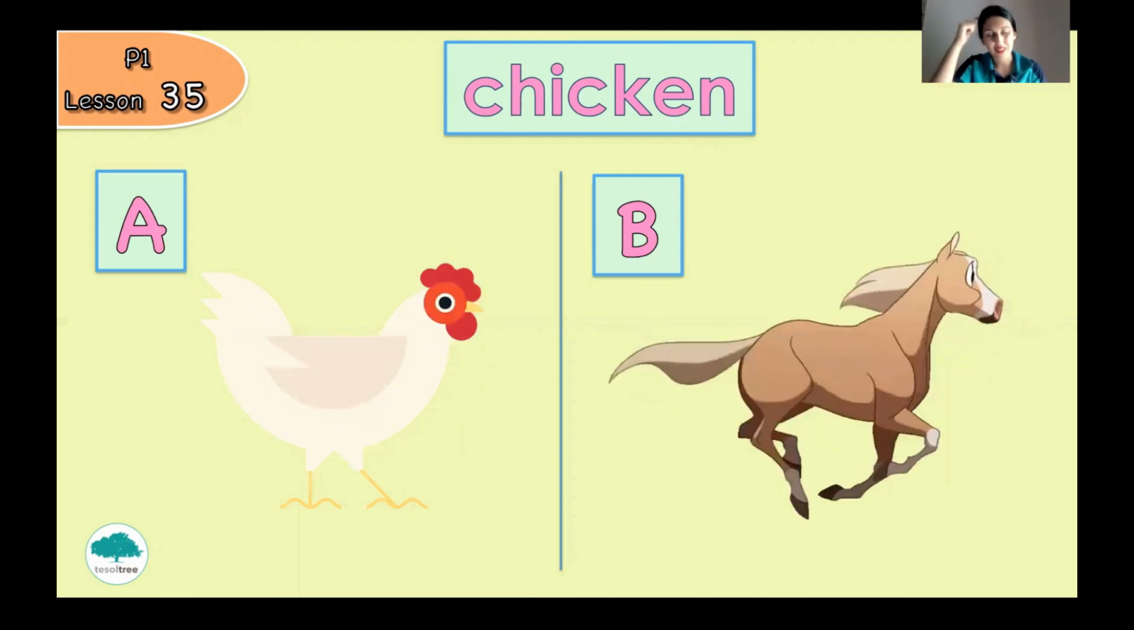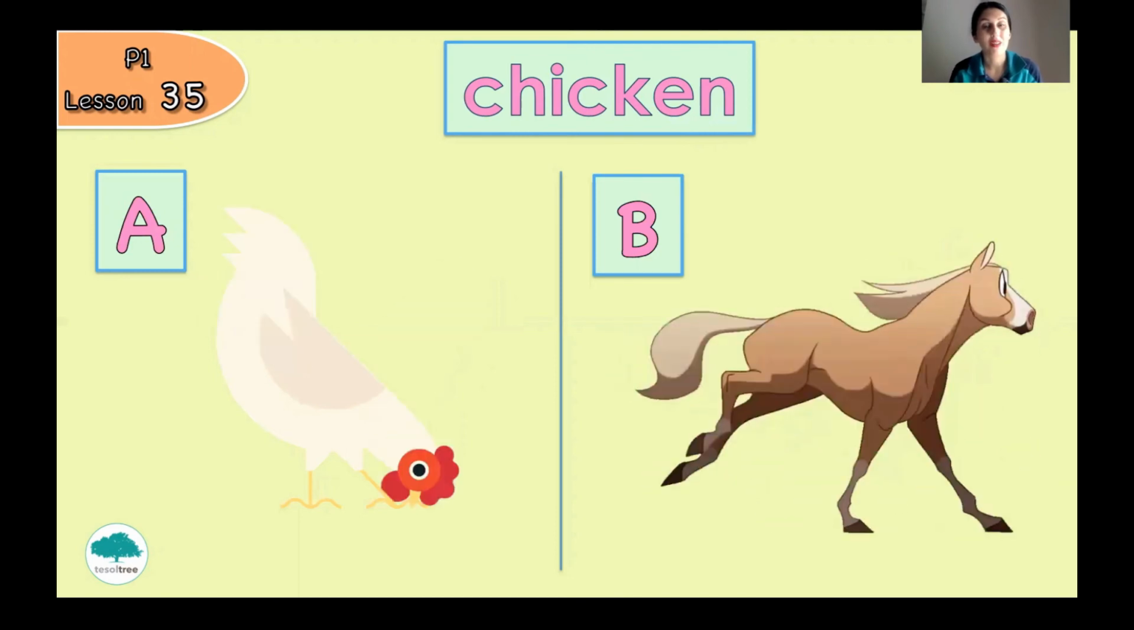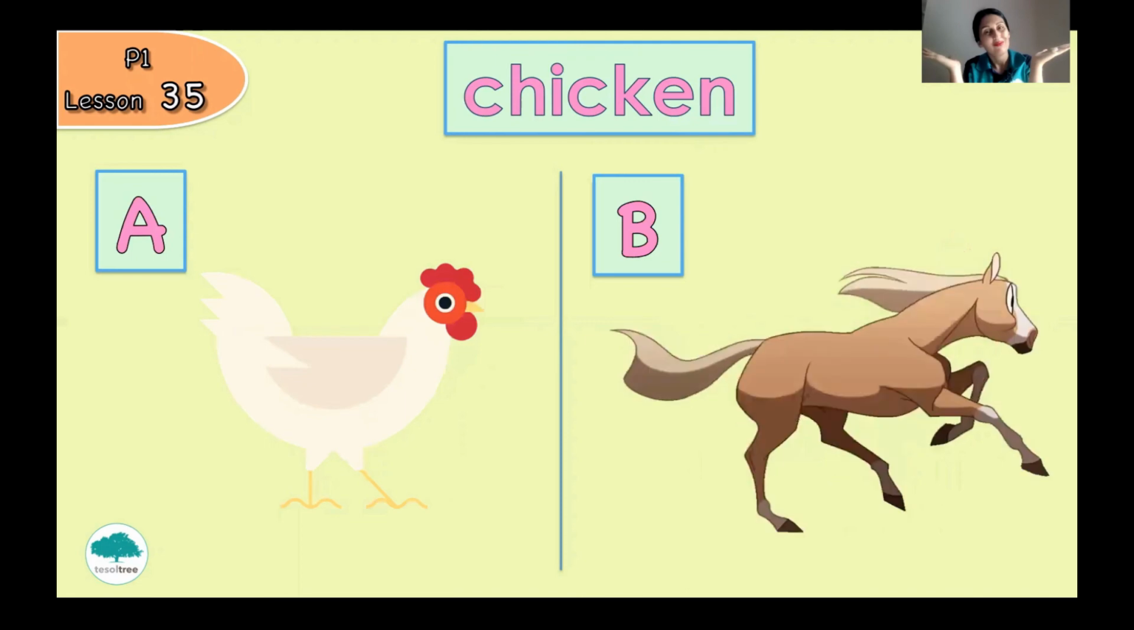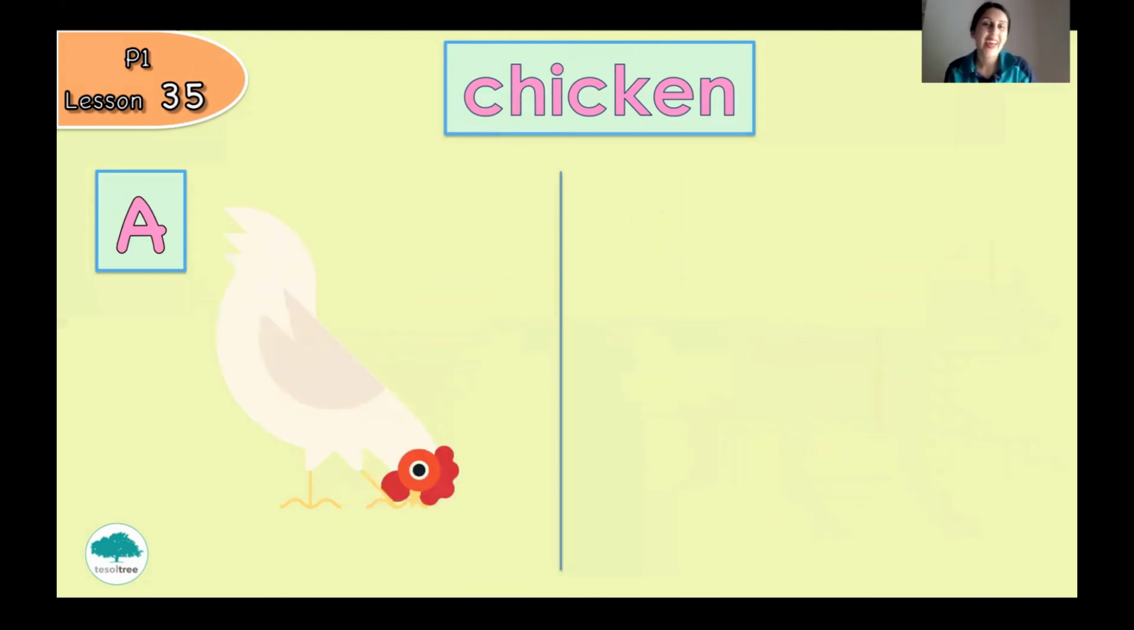What do you think, P1? Which picture matches the word? A or B? A, of course, A, it's a chicken. Very good. That's the correct answer.